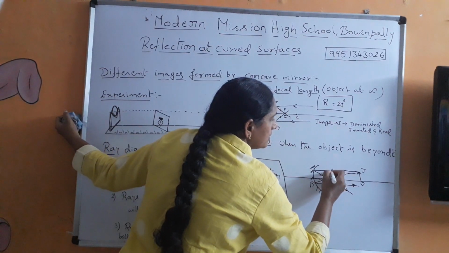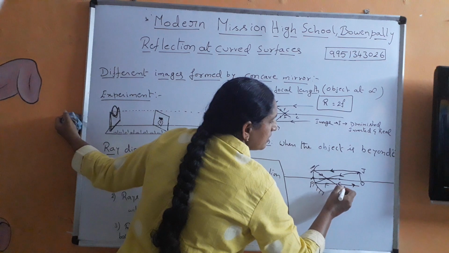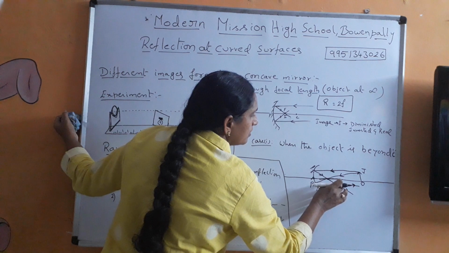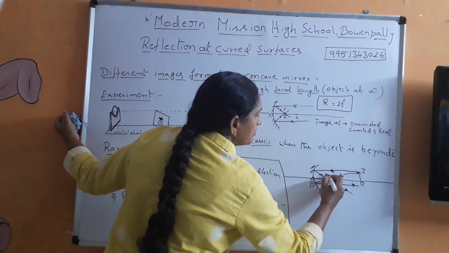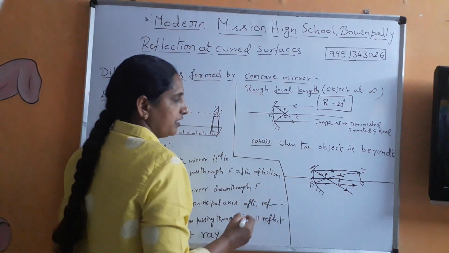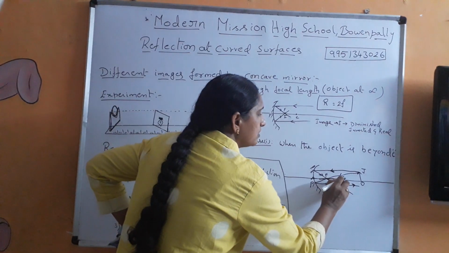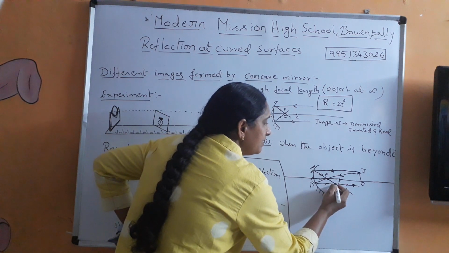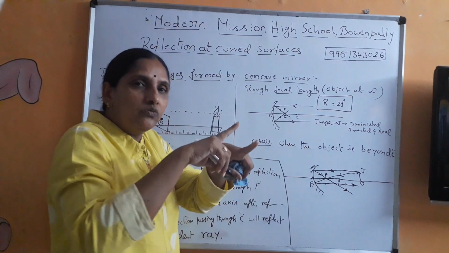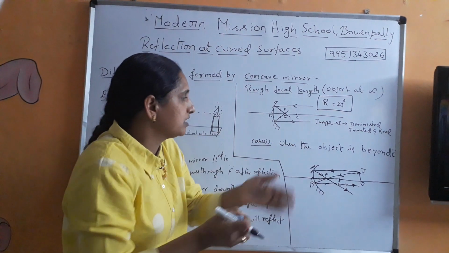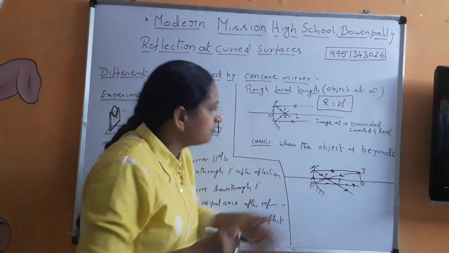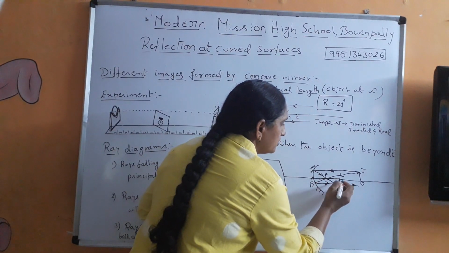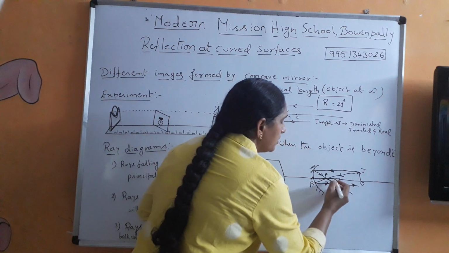Please take care, these are rays. To avoid confusion, let me write this one as F here and this is C. Okay? Right. So how are the rays here? This is a reflected ray and this is another reflected ray. They are meeting at this point. They are converging at this point, that means from both directions. From here one ray is coming, from here one ray is coming, and they are meeting at this point. So here the image is formed.